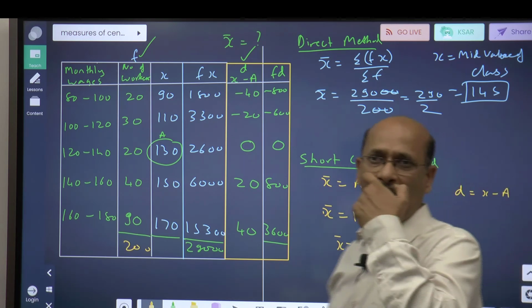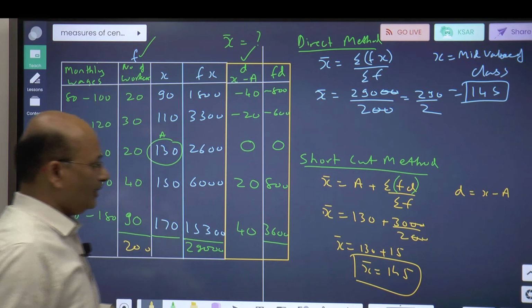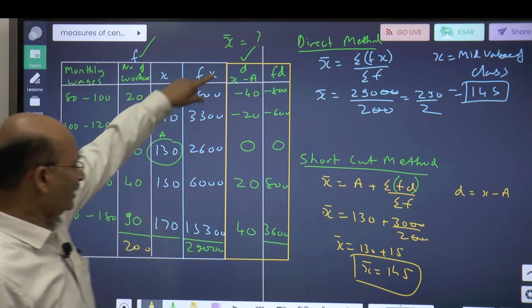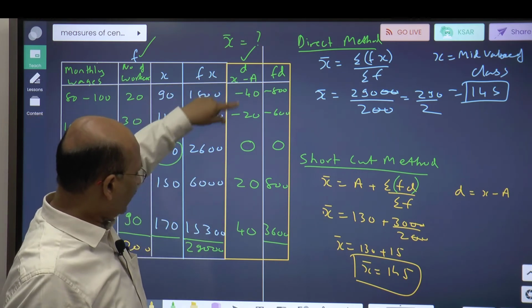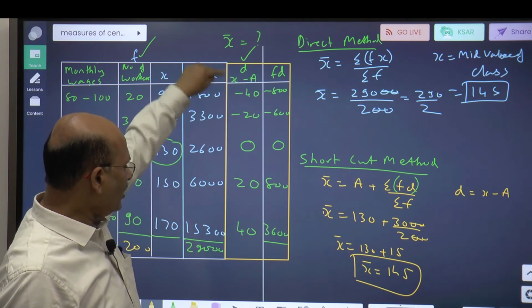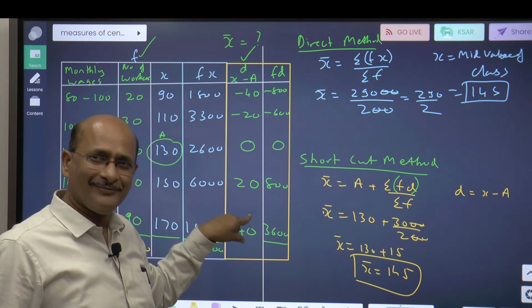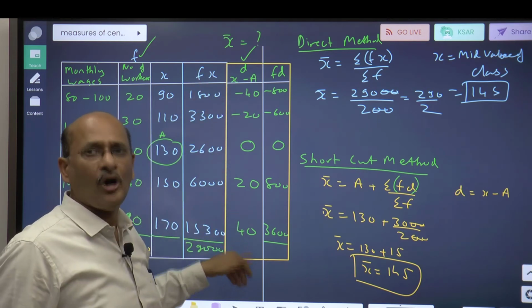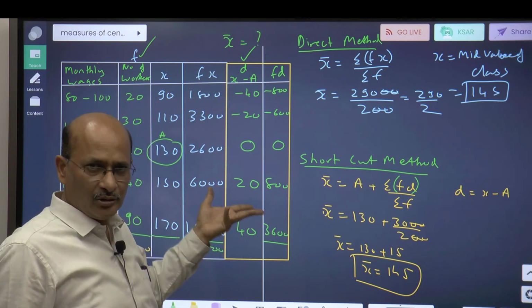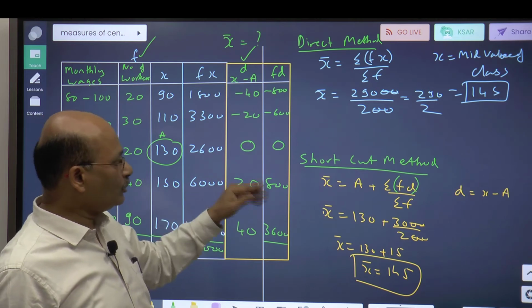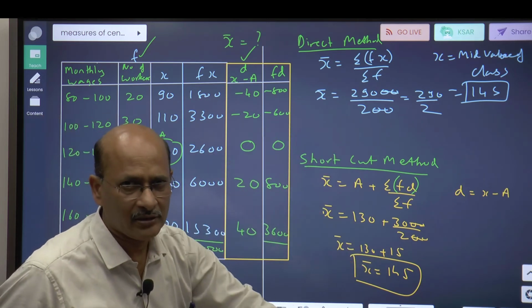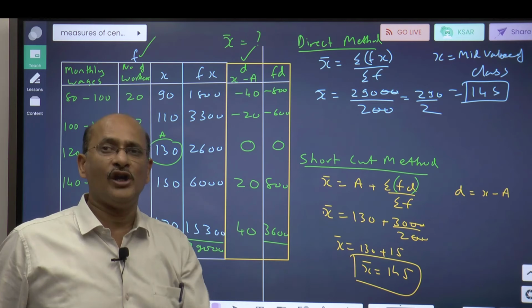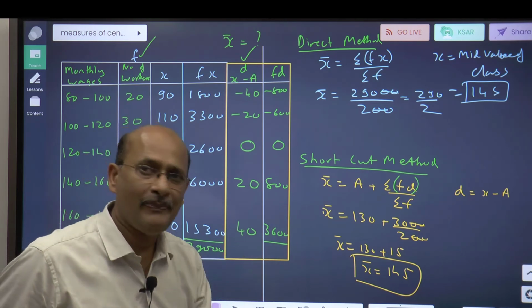Now sometimes what happens, if you see the d, it is 40, 20, 20, 40. All can be divided by 10. You understand or not? All can be divided by 20 or 10, right? So that's why we can use one more simpler method than this. That is called the step deviation method. What is called? Step deviation method.